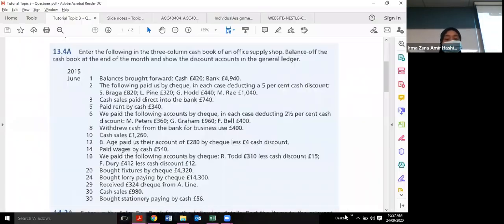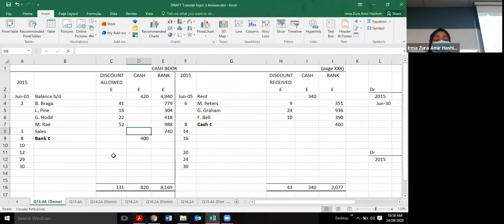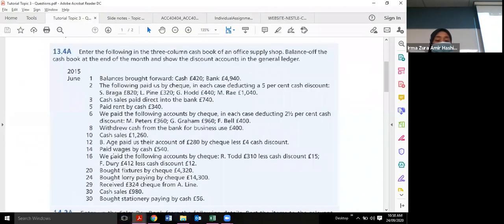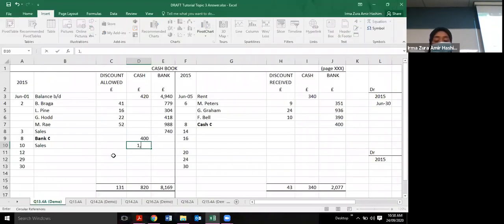Okay, next. 10 June, cash sales 1260. So cash increases. So here, sales. So cash 1260.